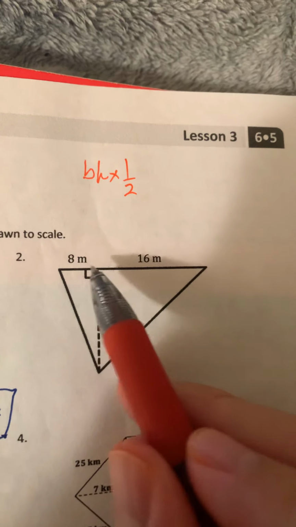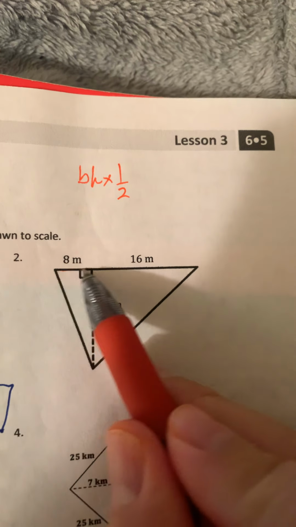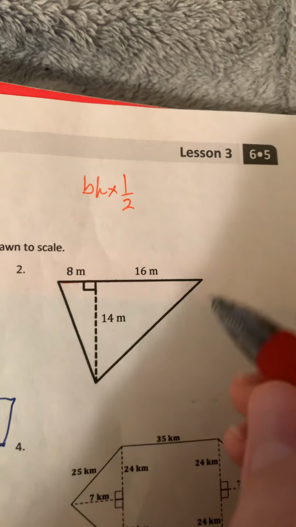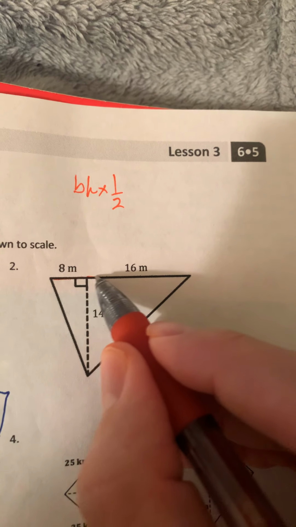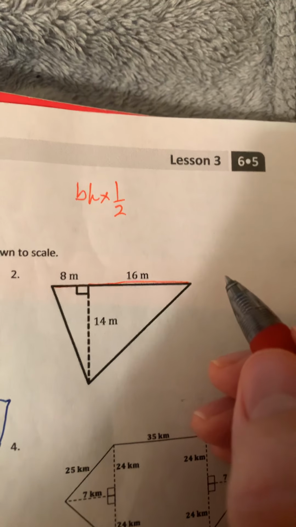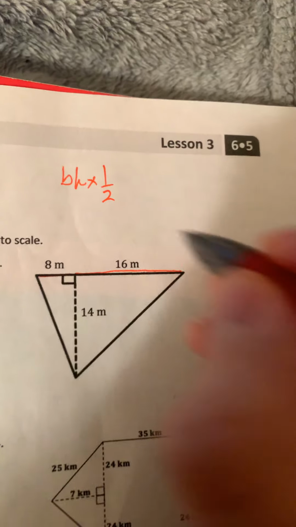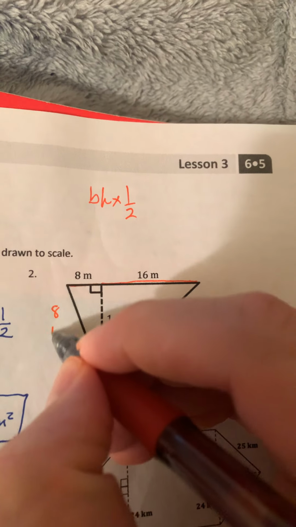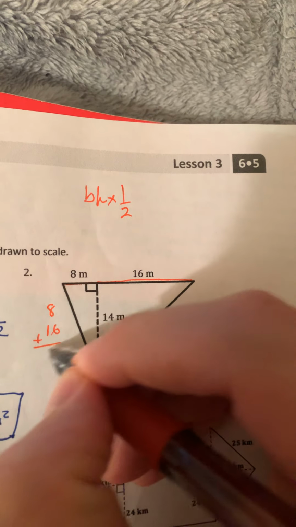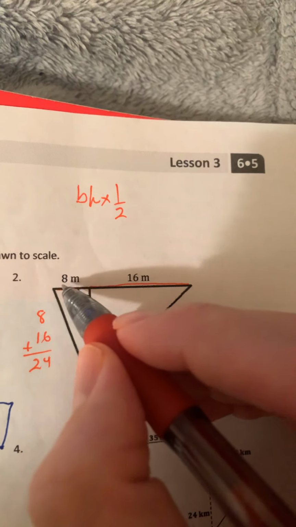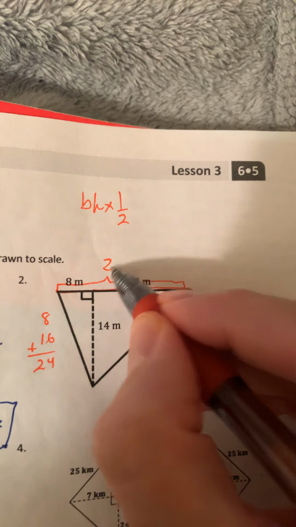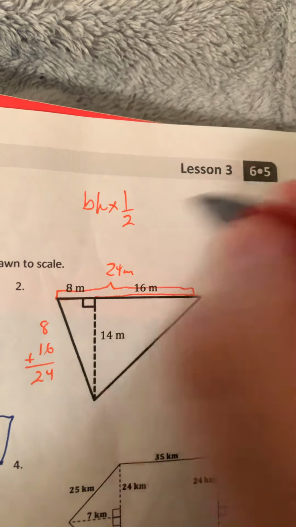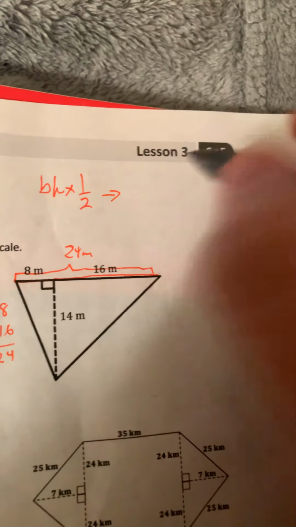Okay, so I'm gonna combine the bases here. This is one base, which is 8. Okay, and this is another base, which is 16. Okay, so I'm gonna show the work here. 8 plus 16 is 24. So this entire base is 24 meters.